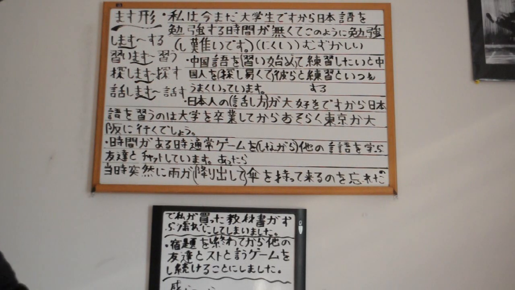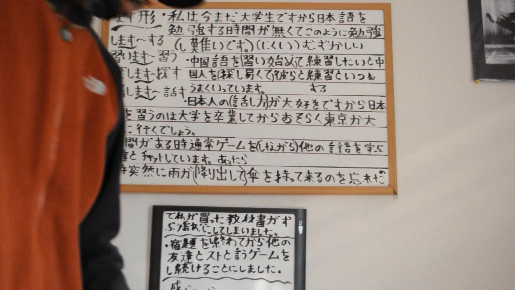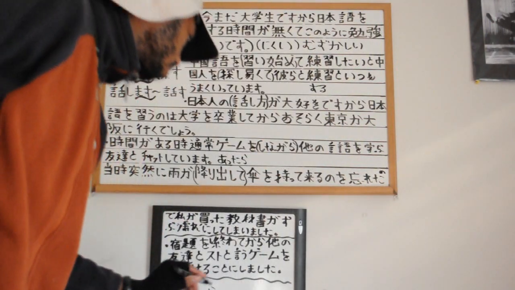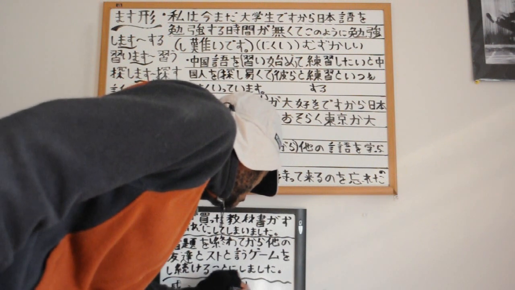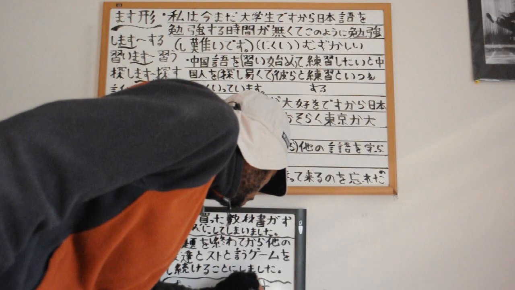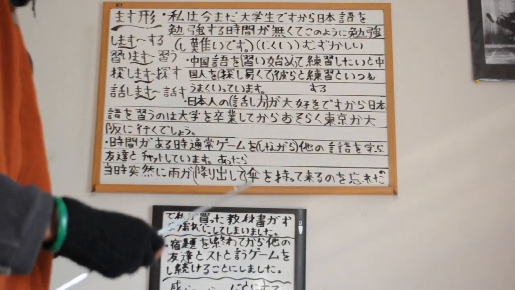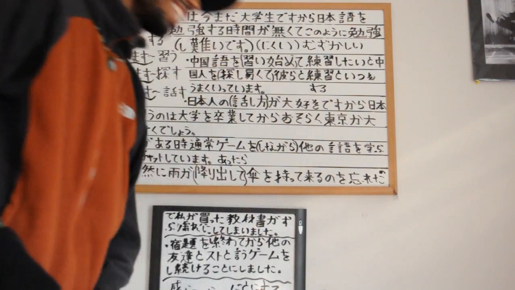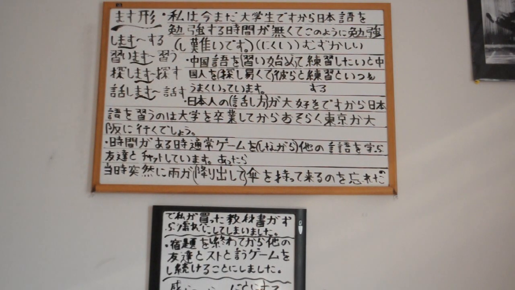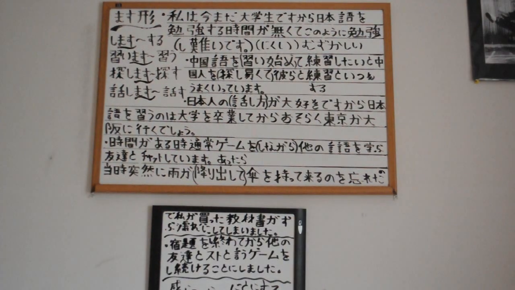From koto ni suru. Koto ni suru means to decide. This is the standard koto ni suru. Koto ni suru means to decide. So, of course, koto ni shimashita is in the past tense, so I decided to continue playing with my friends. Alright? So that's it.